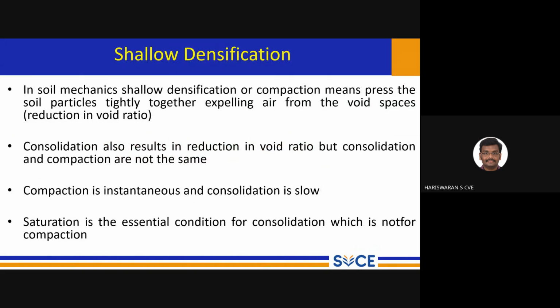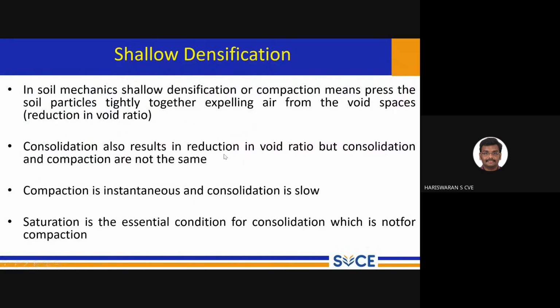The next type of method is called shallow densification. Now I would like to densify soil for a limited depth up to 3 meters. For that, I can execute some type of artificial methods for achieving such densification. In soil mechanics, shallow densification or compaction means pressing the soil particles tightly together, expelling air from the void spaces. Indirectly, we are reducing the void ratio.